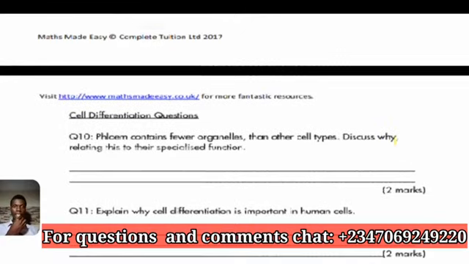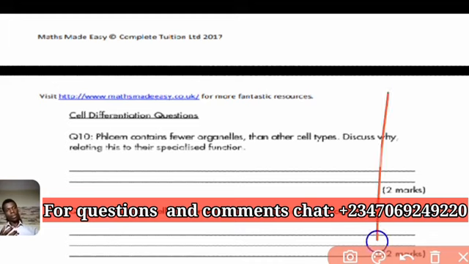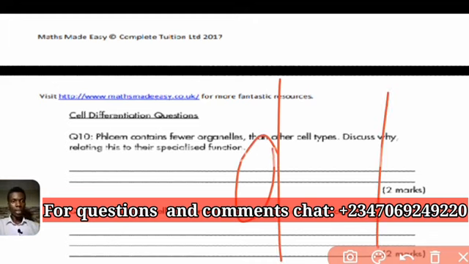Now, here it says, phloem contains fewer organelles than other cells. Discuss why, relating this to their specialized function. Basically, I didn't mention that, but this is the point. Phloem transports sugar. So, as a matter of fact, let me draw that here. This is phloem. It has something here called a companion cell.